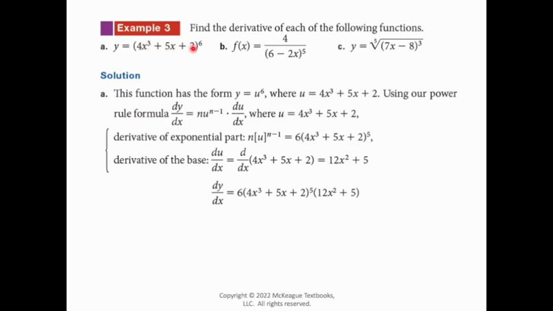So this inner function is u of x, so when we take the derivative, we need to multiply by the derivative of u of x. Just like before, when we take the derivative using the power rule, we bring the 6 down in front here. Then the exponent gets decreased by 1. The inner function stays the same, but then I have to multiply by the derivative of that inner function. So when I take the derivative of 4x to the third plus 5x plus 2, I'm going to get 12x squared plus 5.